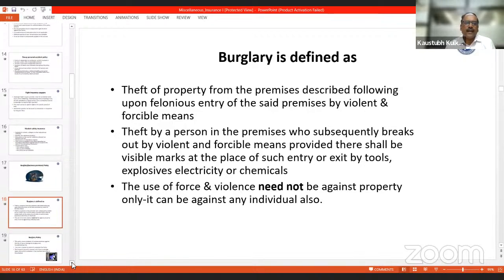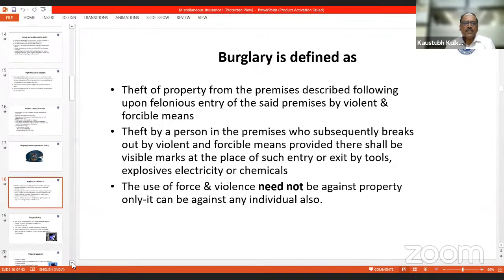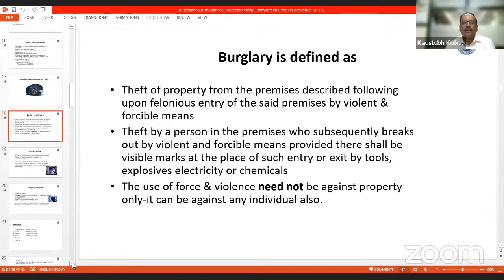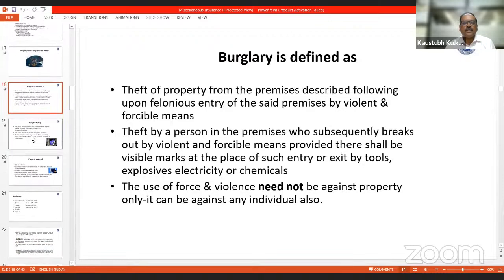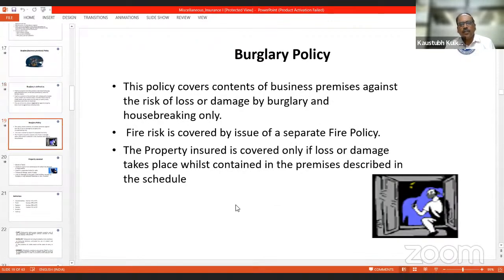We need to understand the basic definitions and coverages under policies of miscellaneous, because this subject is a tricky one, and we need to understand the basic nomenclature, the definition, the coverage, as well as the exclusions. Then you can answer logically by applying your mind in your miscellaneous examination, and you can get maximum marks.